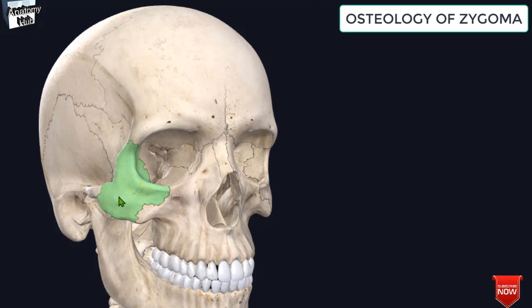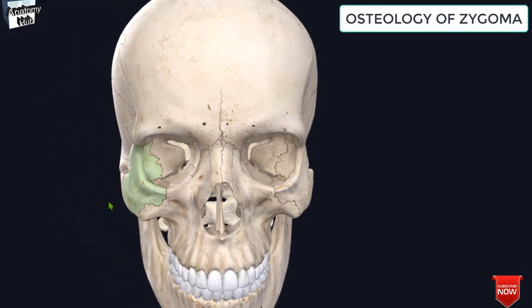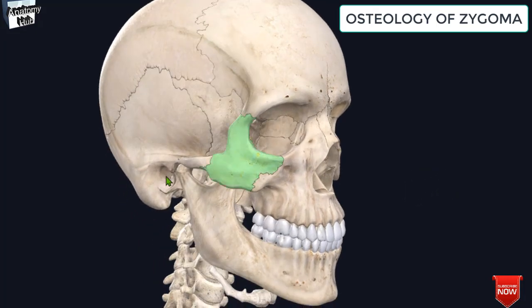So this zygomatic bone also takes part in forming the floor of the orbital cavity that you can observe over here, as well as the temporal fossa and the infratemporal fossa that you can also observe here. Here you will find the temporal fossa and here you will find the infratemporal fossa. So this infratemporal fossa is also formed by the zygomatic bone.